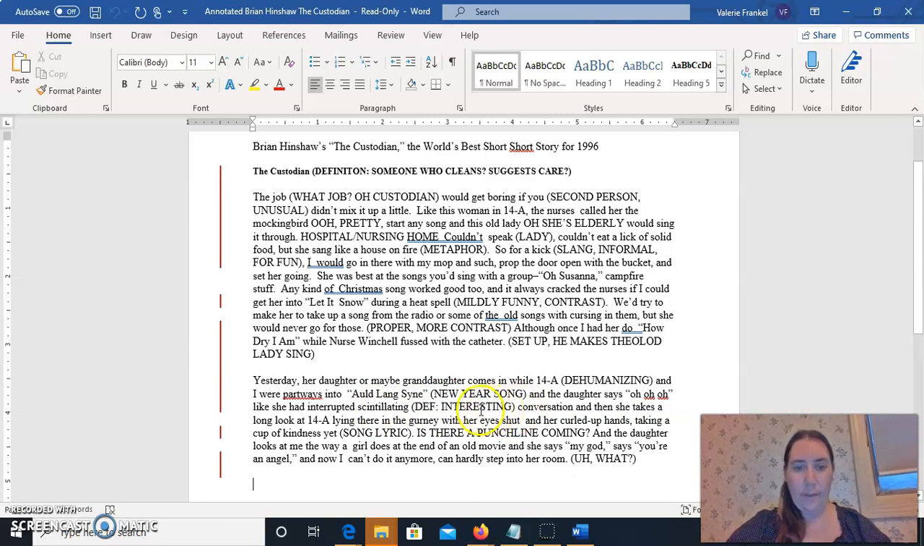And then she takes a long look at 14A lying there in the gurney, that's a medical, like a rolling bed, with her eyes shut and her curled up hands, taking a cup of kindness yet. Well, if you looked up Auld Lang Syne, you would find out that that's a line from the song, and so that's why she's doing that, because otherwise that just sounds so random. And I start thinking to myself, is there a punchline coming? Because I can see the story is nearly over, and all he's done is randomly sing with the old lady. Nothing else has happened. All right.